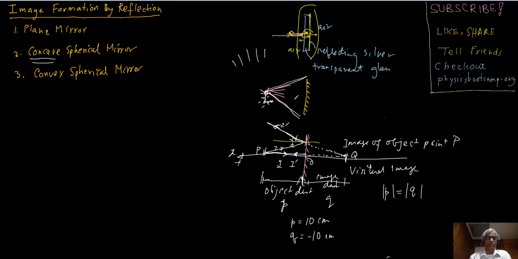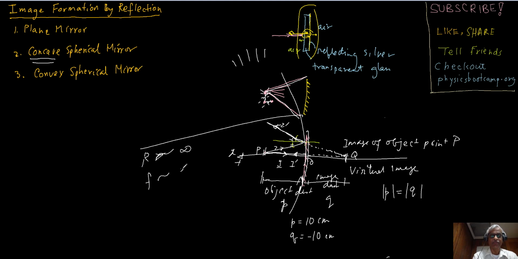This actually is a case of a spherical mirror. You can think of this as a huge spherical mirror with radius of curvature going to infinity, then focal length goes to infinity. So you can see that these things will be 1 over P plus 1 over Q equals 1 over F, with F being half the radius of curvature.